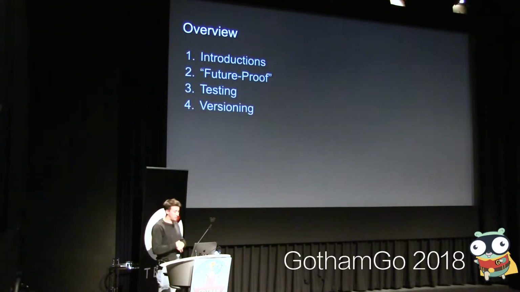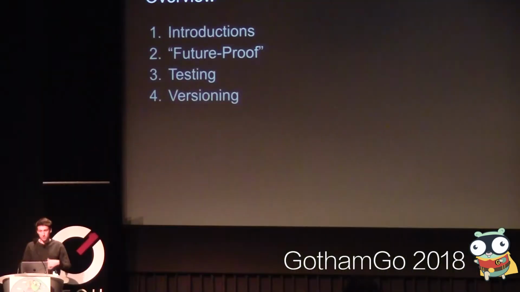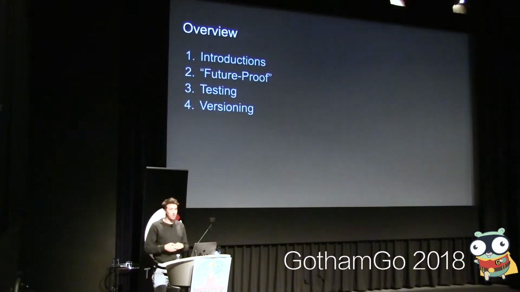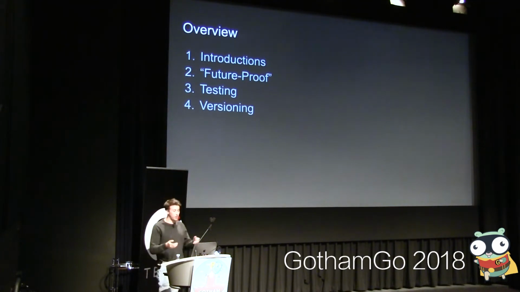So just to give a quick overview of what I'm talking about. First, I'll introduce myself, and then I'm going to define what I mean by future-proofing for the sake of this presentation. And then I'm going to present two open source projects I've worked on within testing and versioning that are actually not based on anything really in Go, but I think work really well in Go.